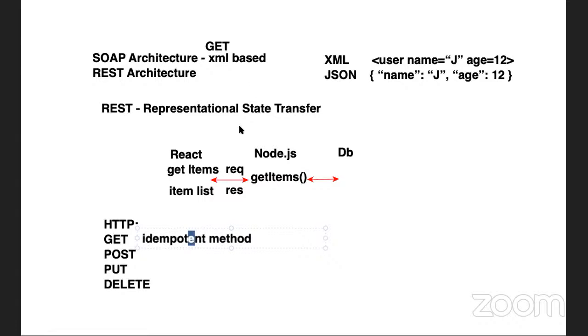Right? Does it make sense? Idempotent means that no matter how many times we send a get request, the same response is going to get created. So if I send a get request, Node.js will go to the database, and it will fetch me the same number of items based on the click, if we have given such functionality.